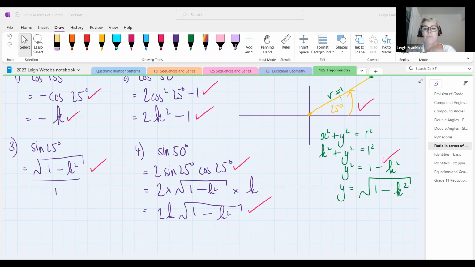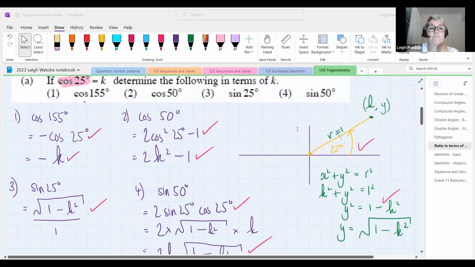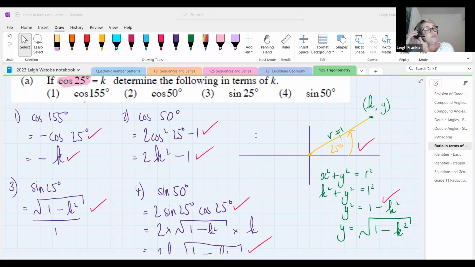Yes, ma'am, and I've also watched the previous lessons that you taught. It's just my first time hearing of using the letter, so that's why I'm a bit confused. Oh, that's fine. Did you do ratio in terms of a letter last year in grade 11? You should have, but not with compound angles or with double angles. Yes, ma'am, I think that's why I'm a bit confused. Okay, all right. Well, hopefully that made sense.